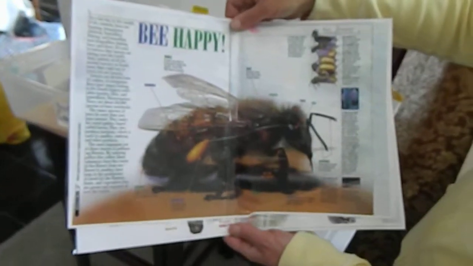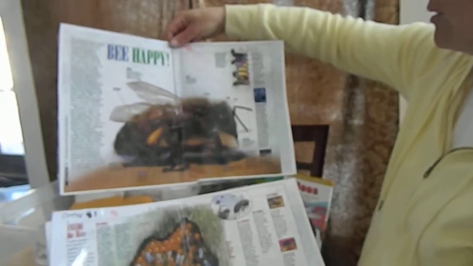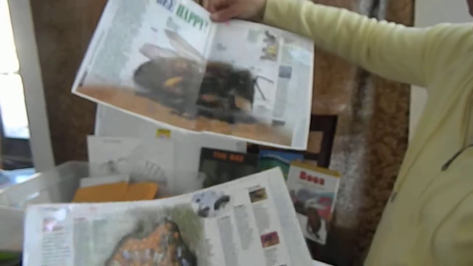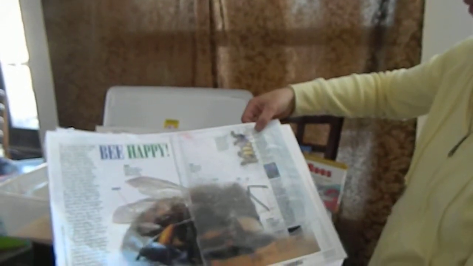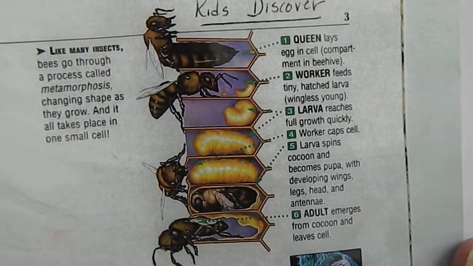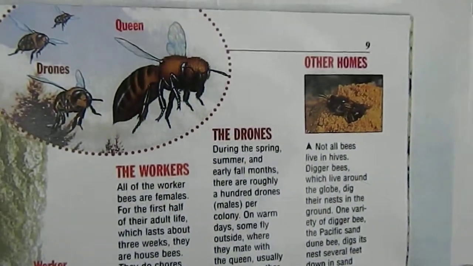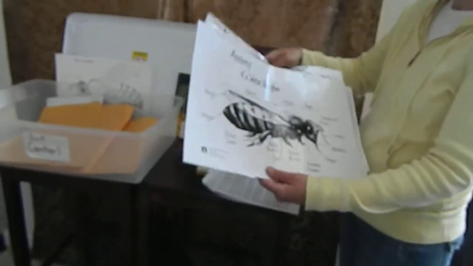Not handouts, but laminated sheets. Be Happy and what it's like inside of a beehive go over the parts and some scientific background. And both this one and this talk about the roles of the queen, the worker bee, and their stages of development. And this goes over that as well. And the drones. So you'll start out with that.